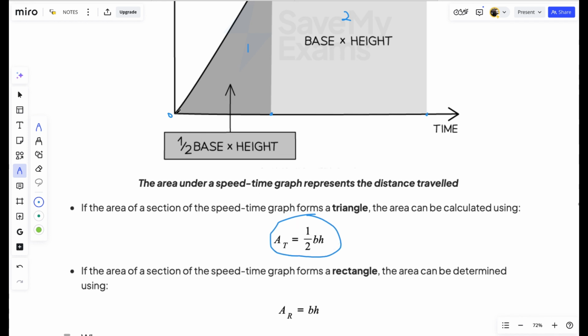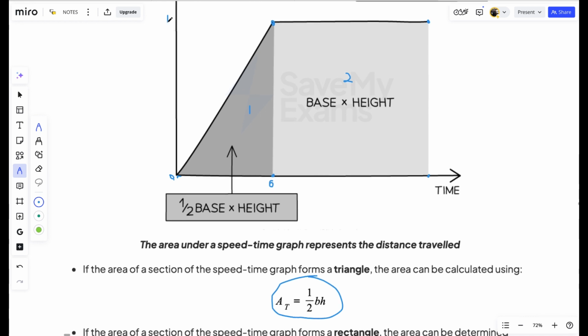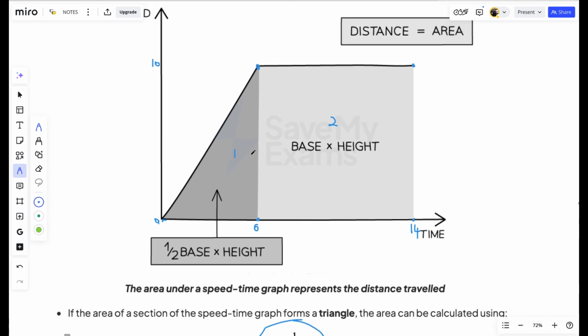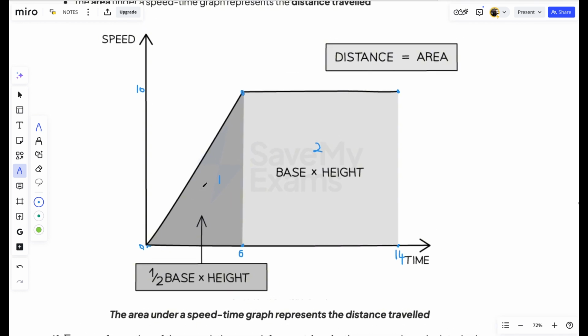This is the base, from the beginning of this point to this point. Assuming here is 0 and here is 6, let's assume values. And assuming this place is 10, and let's assume that this place is 14. Now we've assigned values everywhere. Let's calculate the total distance traveled in this speed-time graph.